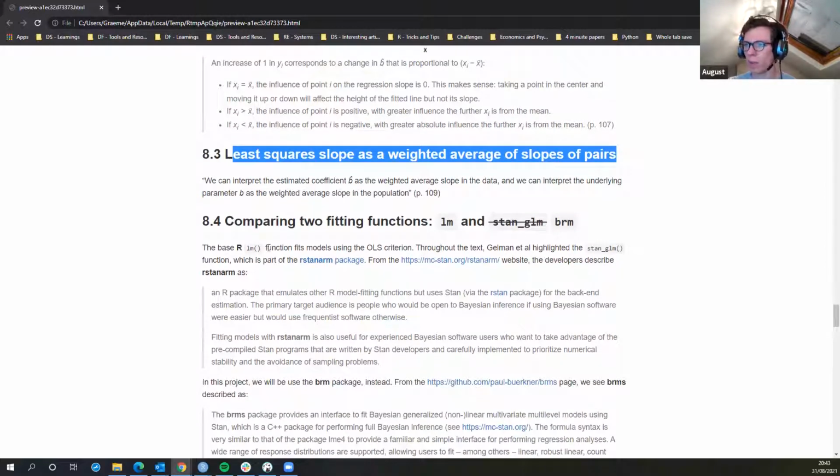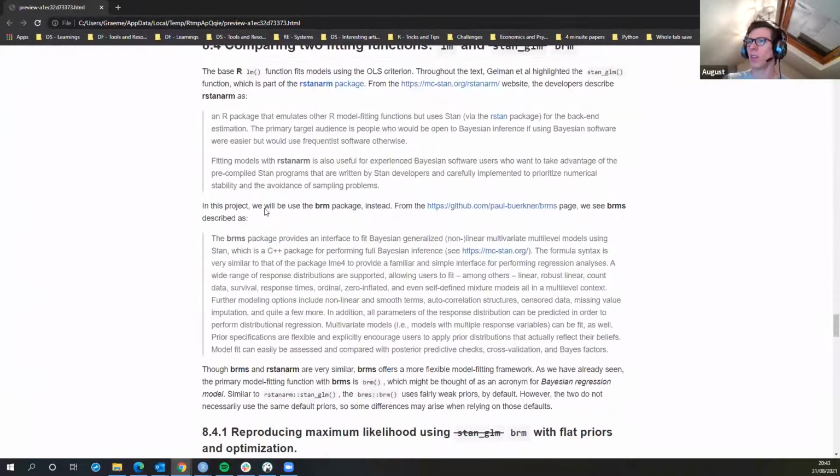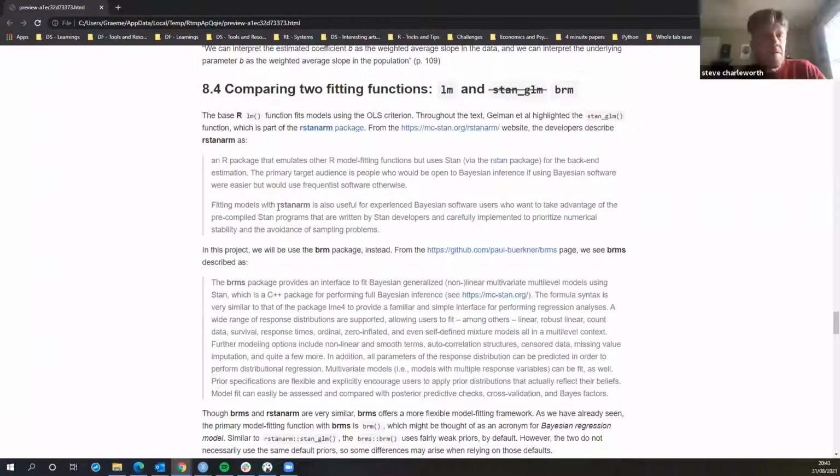It's just a different way of interpreting the coefficient. Right, so I think this is almost as far as I got, but feel free to jump in at any point, by the way. Okay, sure. The base rlm function corresponds to the OLS criterion.